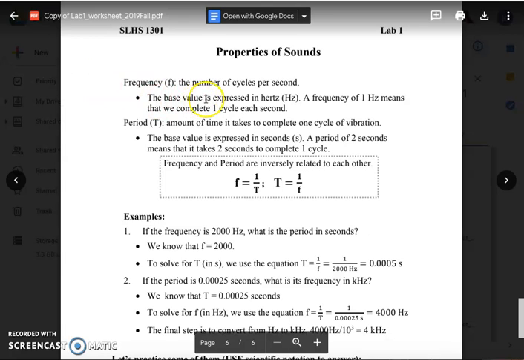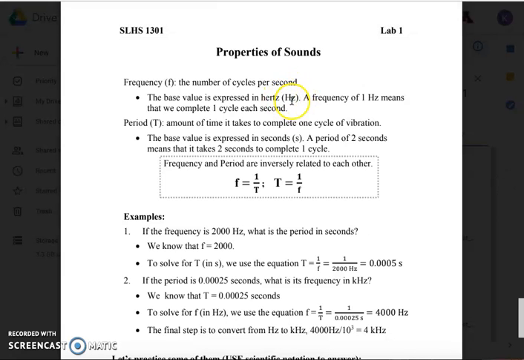So frequency is the number of cycles per second, and it's measured in hertz. And the frequency of 1 hertz means we've completed 1 cycle each second. So for example, a frequency of 250 hertz means that we completed 250 cycles in a second.